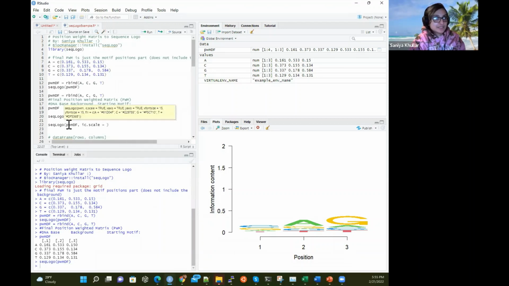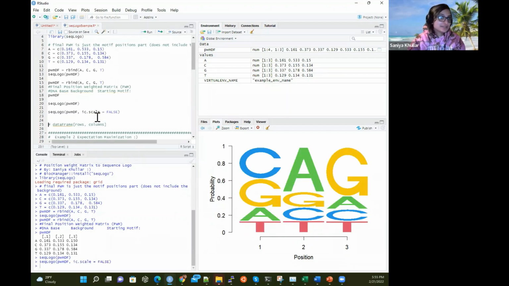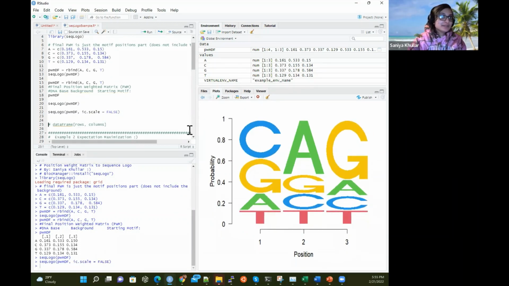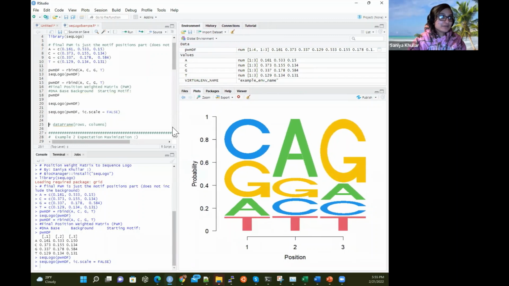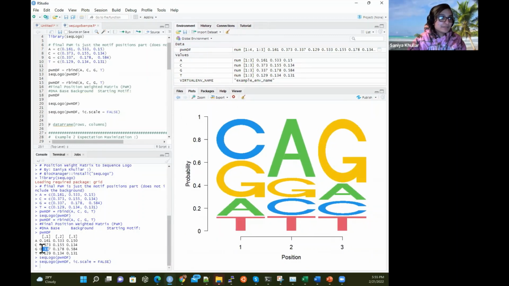You can see the default was set to be true, and I can set it to be false. And I can also change the arguments like font size and y-axis and other things. But if I change this to false, we can see that probabilities are kind of mapping and matching out here. At the top, we still have the highest one, which is the C here, then the G, then the T, then the A, and we can see that they all are at 1 here. It's just a different way of mapping.